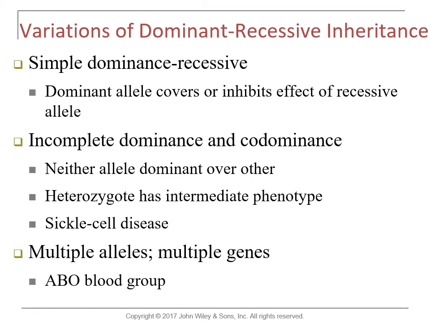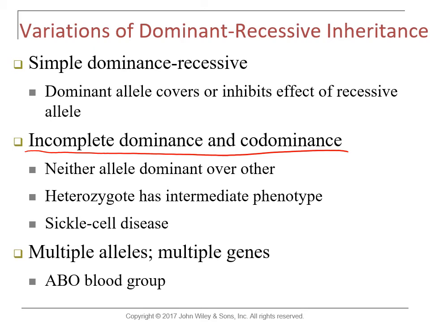First, let's talk about incomplete dominance and codominance. In incomplete dominance, neither member of a pair of alleles is dominant over the other, and the heterozygote has a phenotype intermediate between the homozygous dominant and the homozygous recessive phenotype. An example of incomplete dominance in humans is the inheritance of sickle cell disease, which we're going to talk about in the next slide.